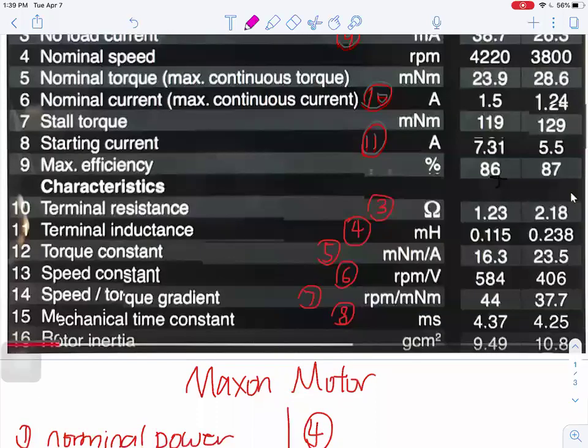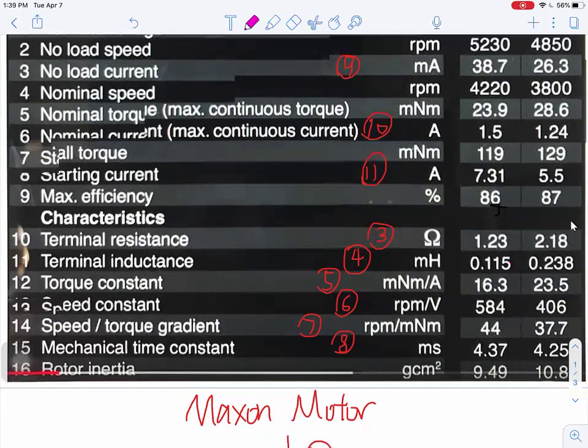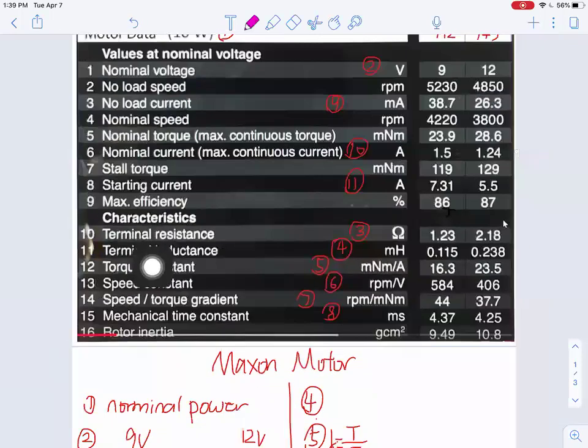The next parameter we can look at is the terminal inductance, number 11. The 12-volt motor has a little bit higher inductance. That means more loops, right? More loops in the coil.